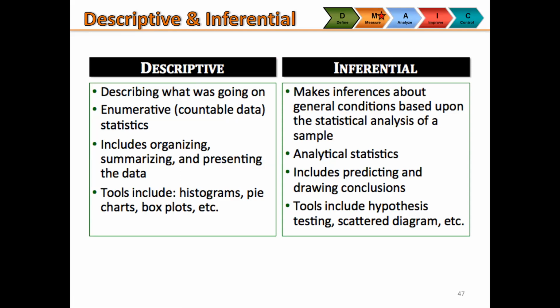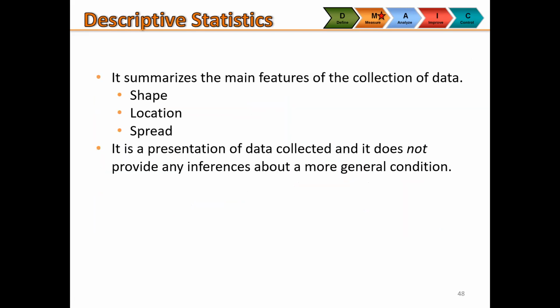Inferential statistics includes predicting and drawing conclusions, because once my process is stable, then I can start to make predictions about future performance. Until I get the process stable, I can't really do much in the way of predicting. So descriptive statistics covers the main features of the collection of data: the shape, location, and the spread. Those are the three things we're going to talk about. It's a presentation of data collected, and it does not provide inferences like hypothesis testing would. We're not trying to infer anything. All we're trying to say is, what's it telling us as is?